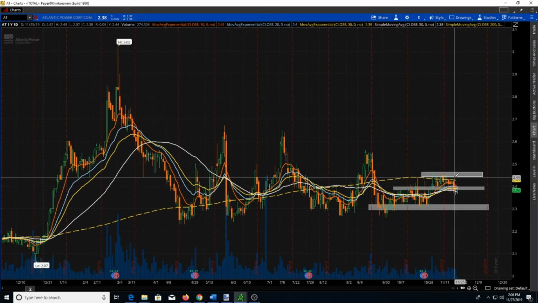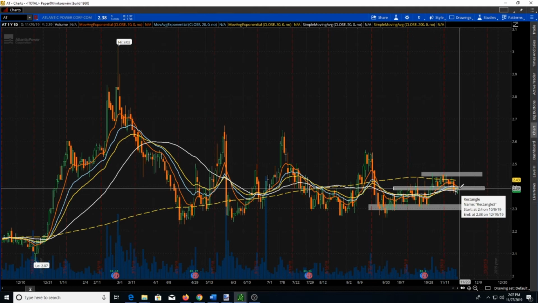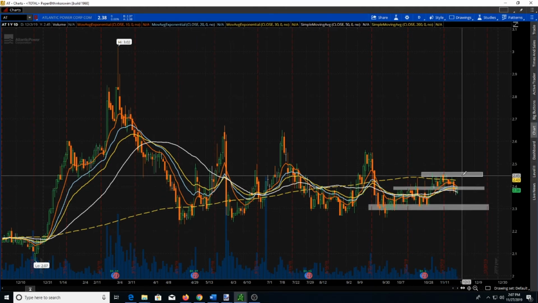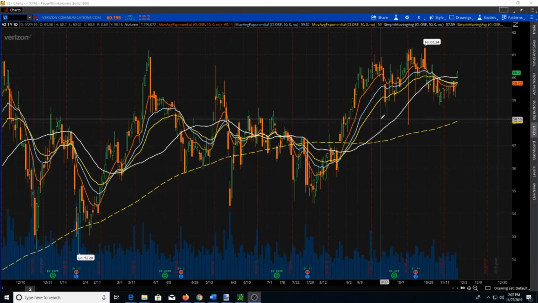That's not how I like to trade, and it's right in no man's land here as far as all of your indicators go. But you can see how I would use the price levels in order to determine my stops and targets on this particular trade. Lastly, we'll take a look at Verizon.